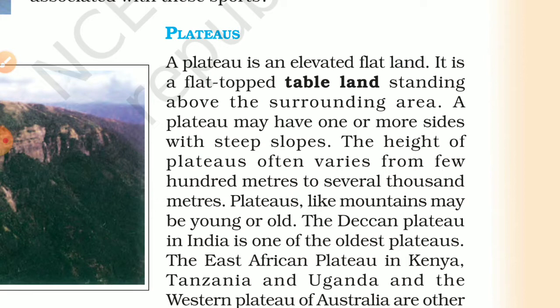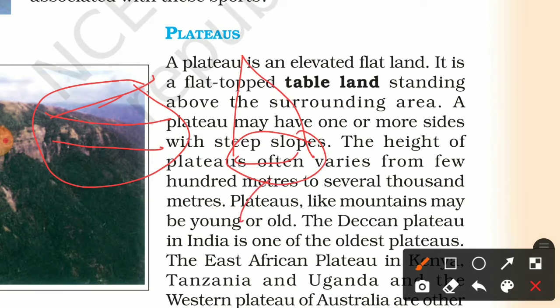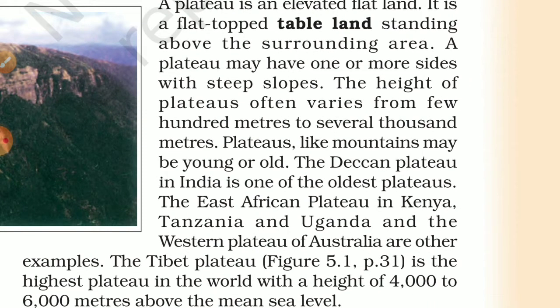So a plateau is an elevated flatland. Basically, a plateau is an elevated flatland, not a mountain. You will see that a mountain has a broad base and a conical peak, but a plateau is a flat-topped tableland standing above the surrounding area, and a plateau may have one or more sides with steep slopes.